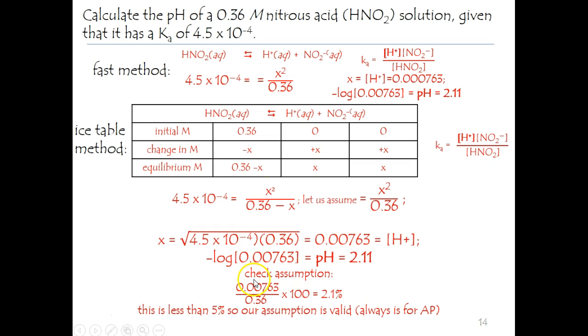You can check the approximation if you want to. I simply am going to say that the Ka is very small, so we can make that approximation, and the pH is 2.11. Let's do another problem that's just a little bit harder.